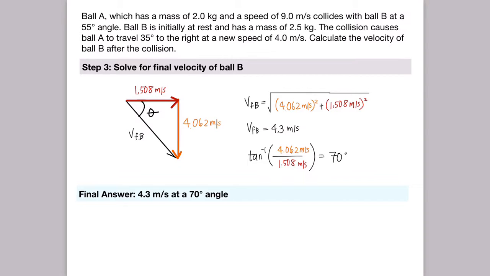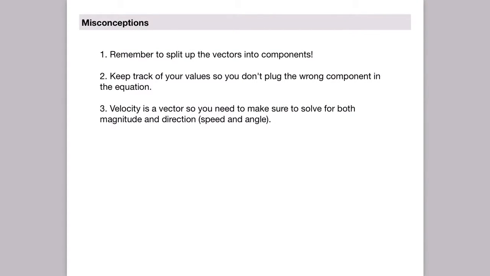which is 70 degrees. Misconceptions that could have occurred while solving this problem are: 1. Remembering to split up the vectors into components. 2. Keeping track of your values so you don't plug in the wrong component in the equation. And 3. Velocity is a vector, so you need to make sure to solve both magnitude and direction, speed and angle.